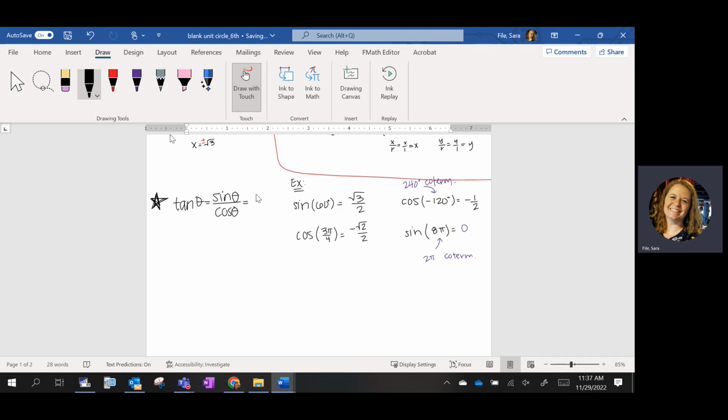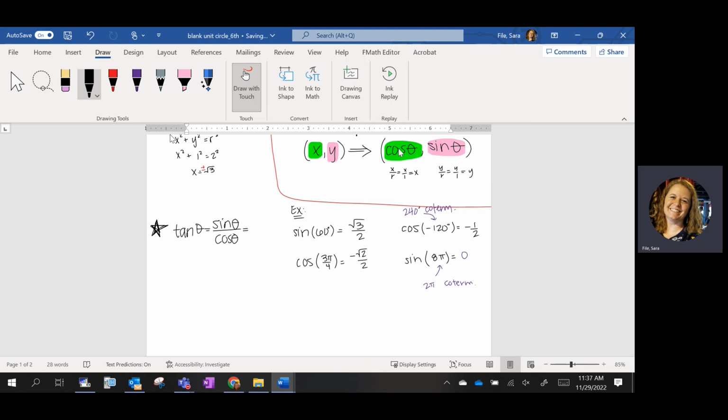In terms of x, y, and r, more recently, we wrote over here, cosine is x over r, sine is y over r. What was tangent? Y over x, because sine is y, cosine is x on the unit circle, right? So I can take my y divided by my x, or my sine divided by my cosine.